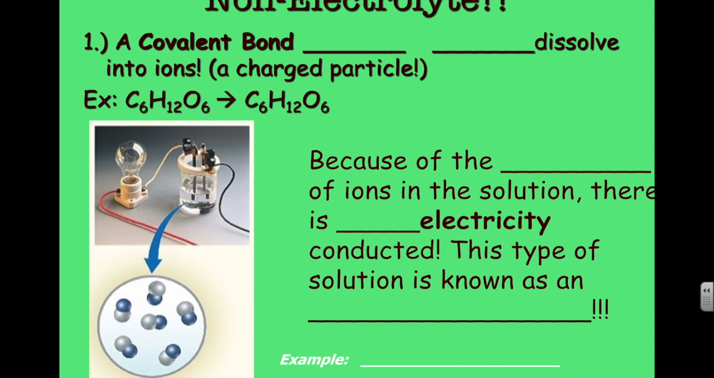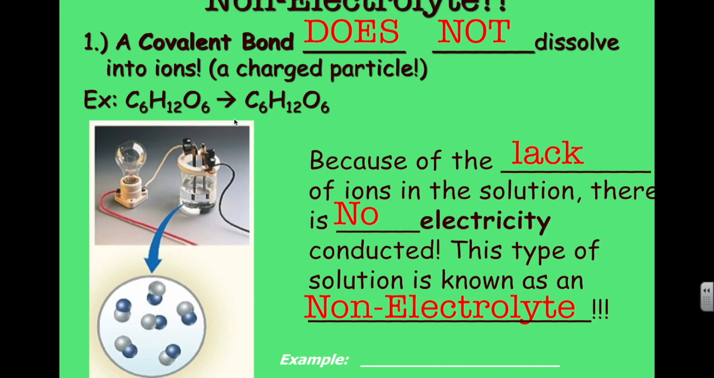So if it doesn't have ions, like a covalent bond, it does not dissolve into ions. So sugar stays as sugar. Sugar is not an electrolyte. It's called a non-electrolyte. Because it has no ions, there is no electricity conducted, so the light bulb does not turn on. That's what you wouldn't see, and we would not see these ions right here.